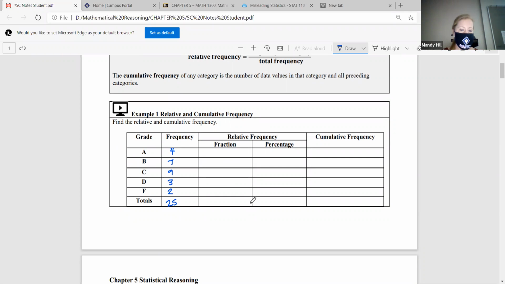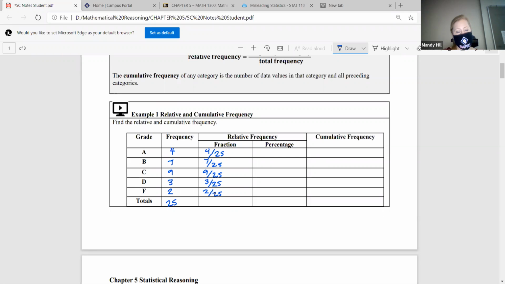Okay, so on your second project, it asks you to list these tables. Well, the first thing it's wanting you to do is write your relative frequency as a fraction. Okay, well, there's 4 A's out of 25. Okay, there's 7 B's out of 25. That's how I would write this as a fraction. 9 C's out of 25. 3 D's, 2 F's.